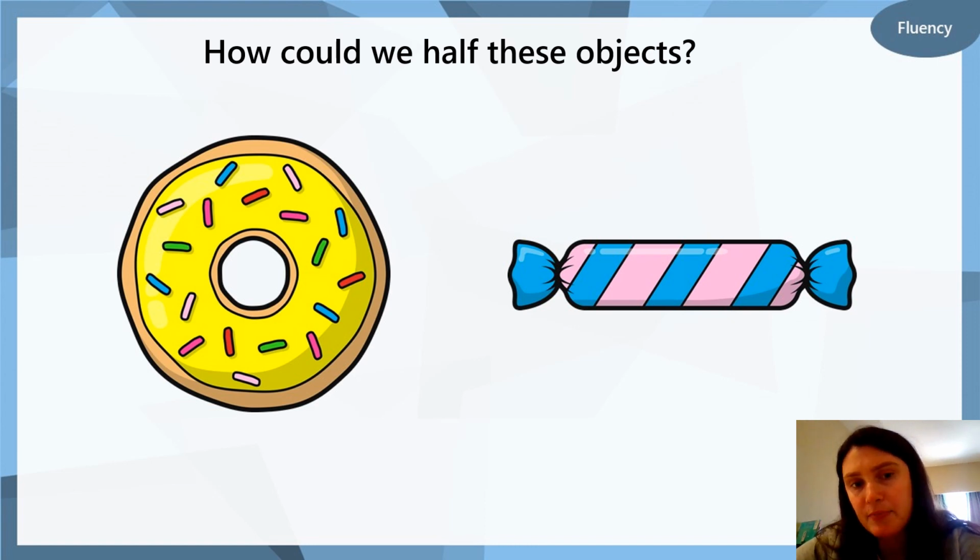How about these objects? I want you to have a look at the donut and at the candy. How could we half these objects? Talk to a grown-up at home. You don't need to write anything down. How could we half the donut? And how could we half the sweet, the candy?